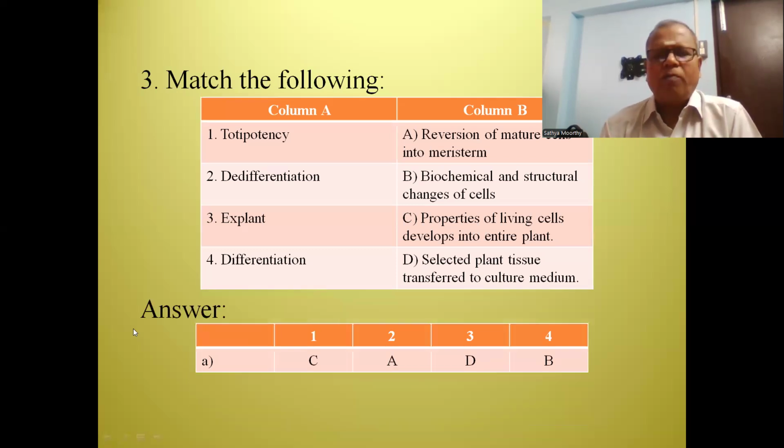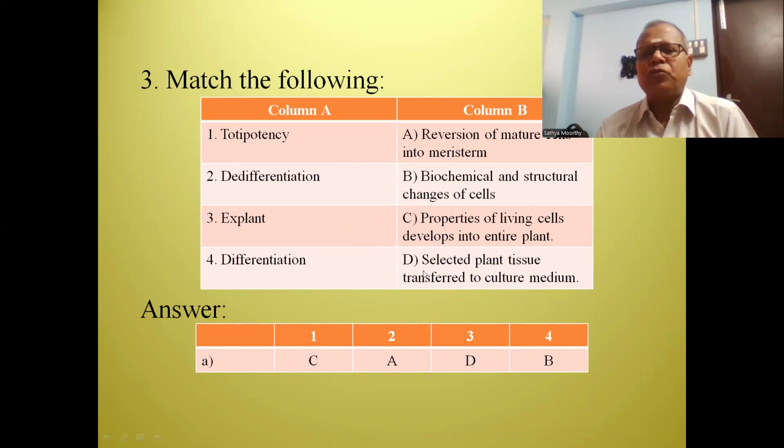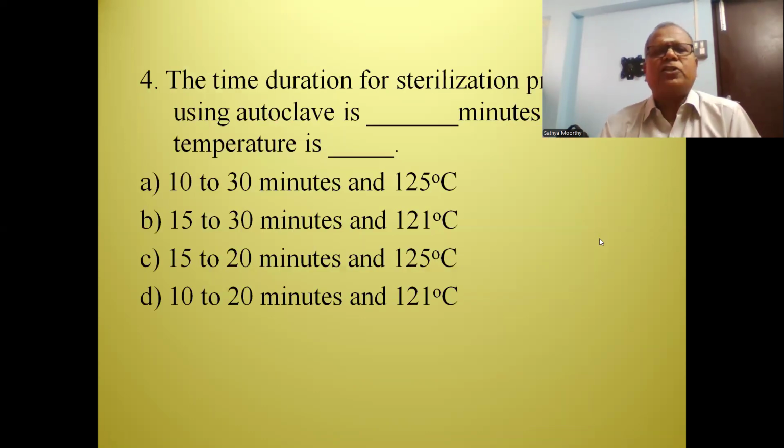These are all your book back questions. The answer is option A. C, totipotency: property of living cells develops into an entire plant. De-differentiation: reversion of mature cells into meristem. Explant: selected plant tissue transferred to culture medium. Differentiation: the biochemical and structural changes of cells. Okay. Next question for you.